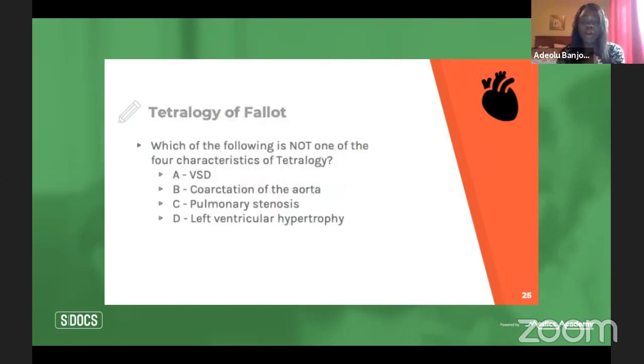So the next really common right to left shunt is a tetralogy of Fallot. It's called a tetralogy because there's 4 main features. And so the question is, which of the following is not one of the 4 characteristics of a tetralogy? And the answer is B, coarctation of the aorta. And that's because the 4 main features of a tetralogy is a VSD, a pulmonary stenosis, right ventricular hypertrophy, and an aorta overriding the VSD.